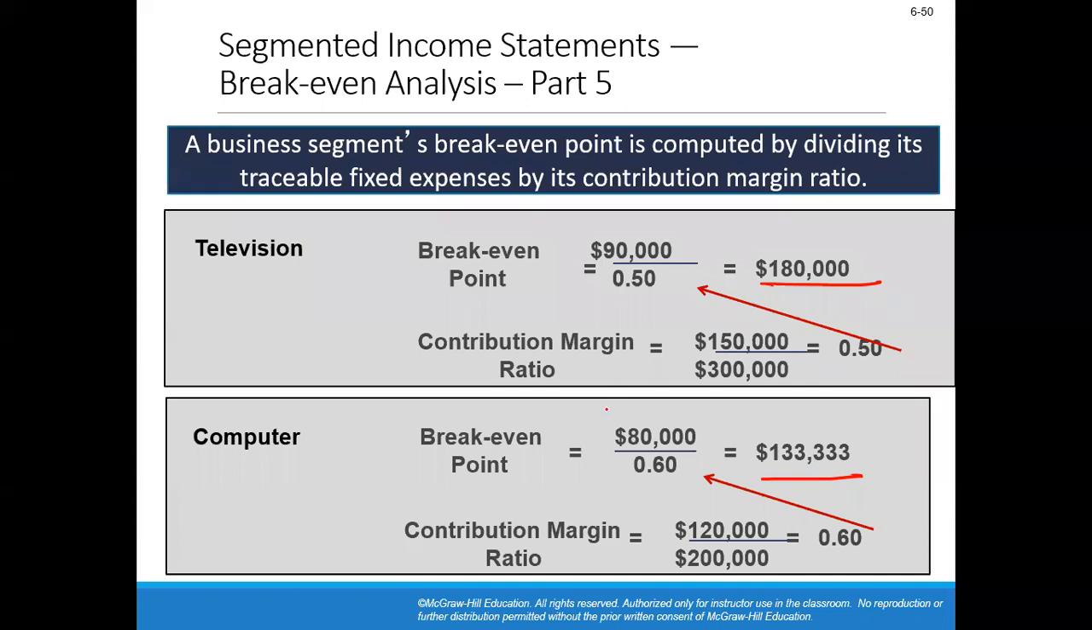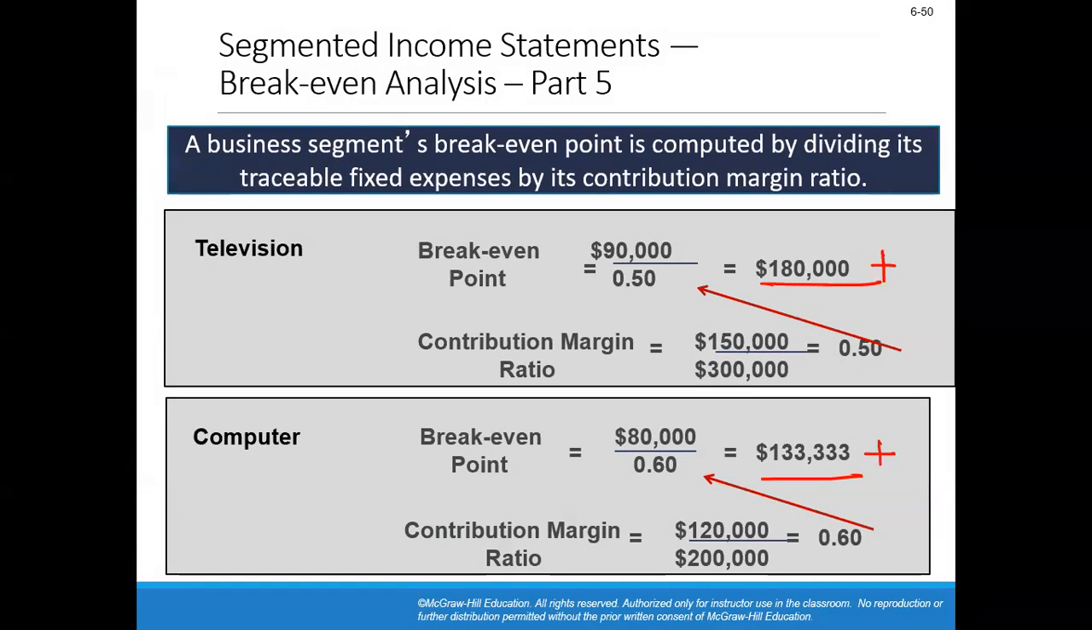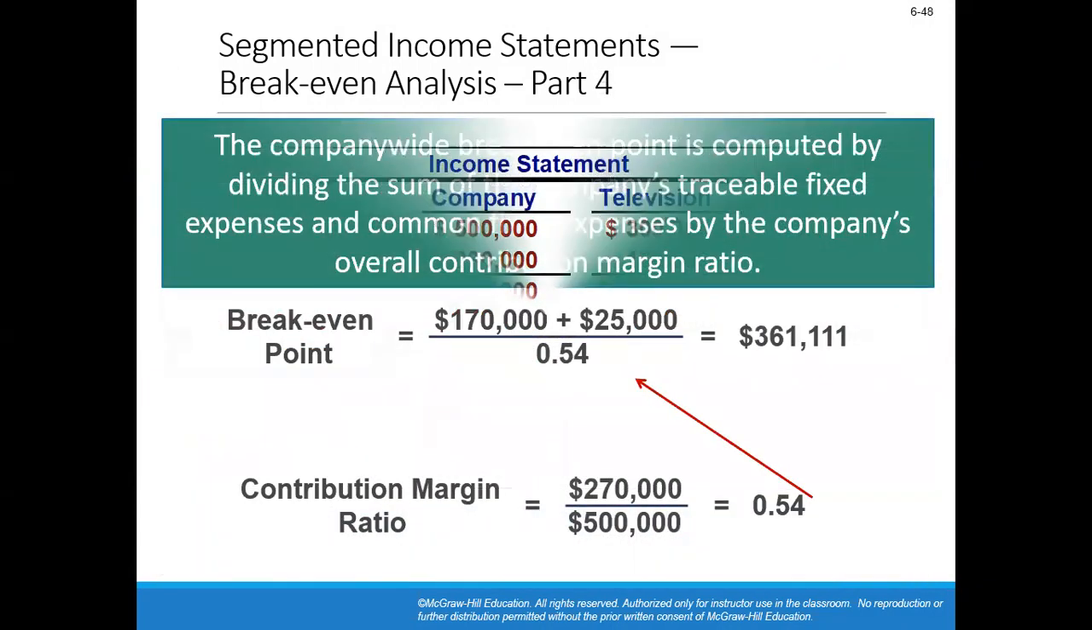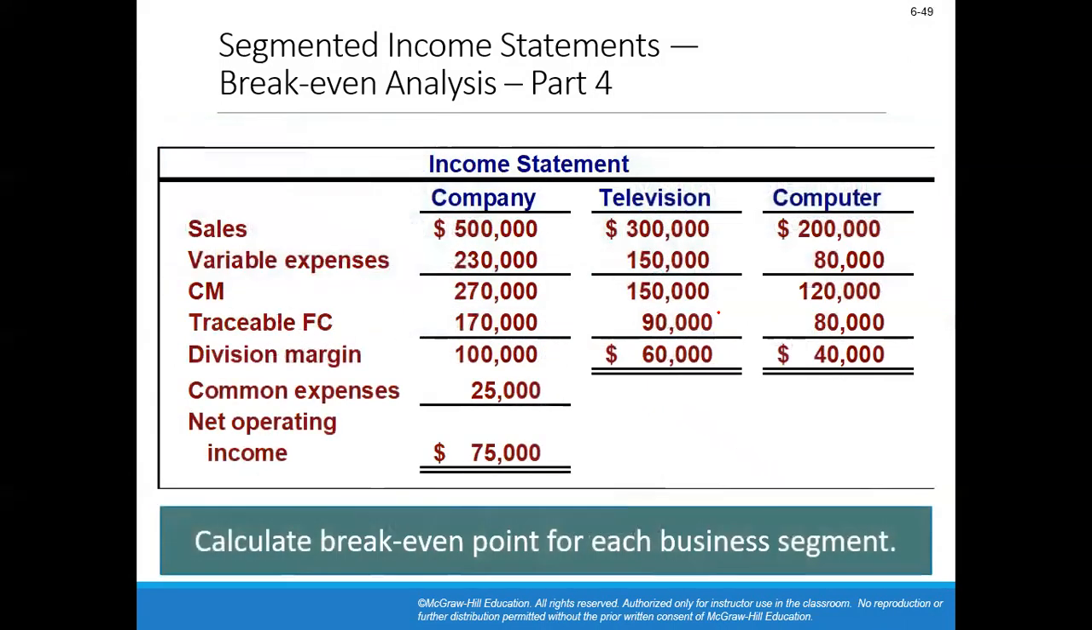$133,330. The calculation approach is the same, so we are not showing this, but you have understood what should be taken and what should not be taken. So this 180,000 plus 133,303 should be equal to what? This should be equal to the company-wide break-even point.